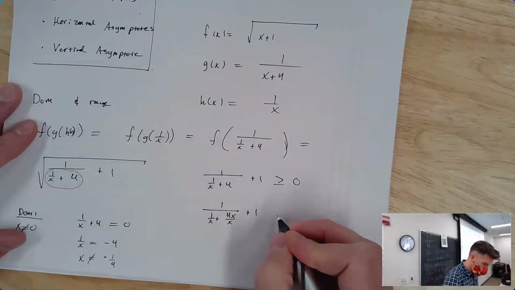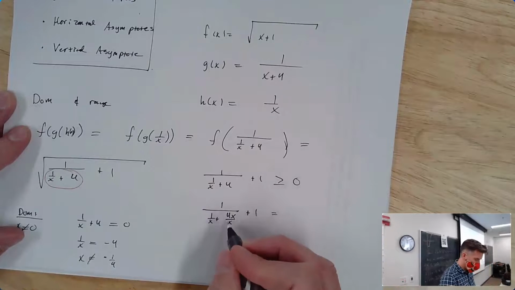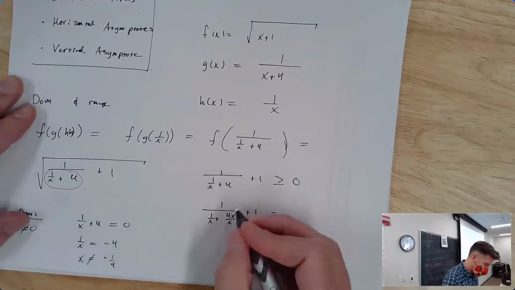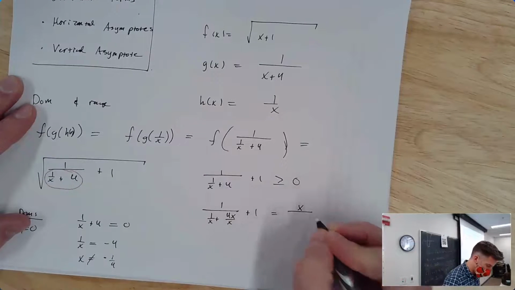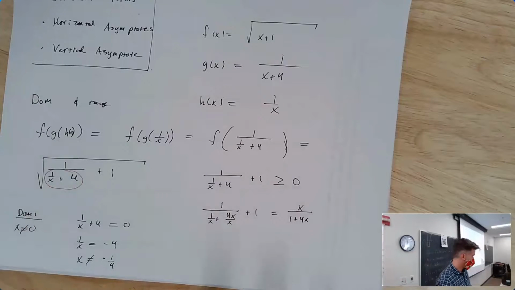Okay, and then I'm just going to simplify this before I say it's greater than or equal to 0. I've got 1 over 1 plus 4x over x, which I'm going to flip and multiply. So this is really going to become x over 1 plus 4x. You good with that? Everyone saw that there?